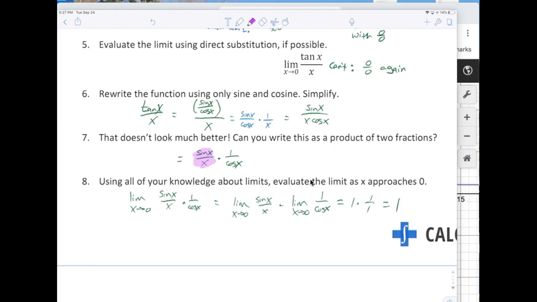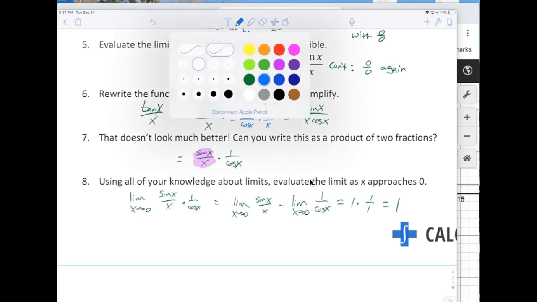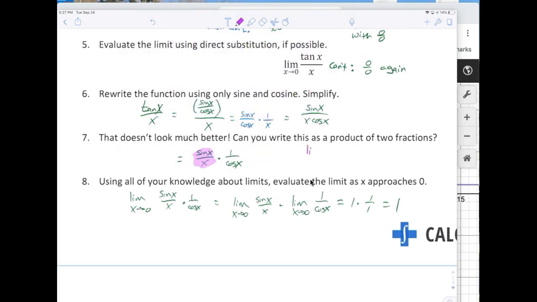Sine x over x is a famous limit, and I want you to be aware of this one. We're going to want to write this one down. The limit as x approaches 0 of sine x divided by x is equal to 1. So if we follow the procedure here, with this multiplication we turn it into two separate limits. The first limit is 1. The second limit we can do with direct substitution, because cosine of 0 is 1. We get 1 times 1 over 1, which is 1.